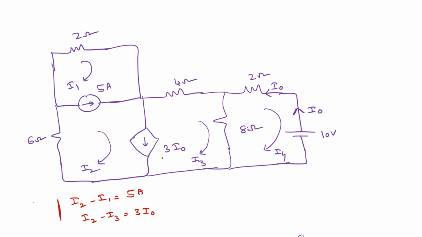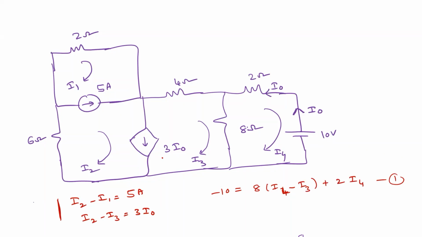In mesh 2, is it possible to apply KVL? No. In mesh 3? No. In mesh 4? Yes. So what is the equation in mesh 4? Minus 10 is equal to 8 into I4 minus I3, plus 2 into I4. This is one equation.